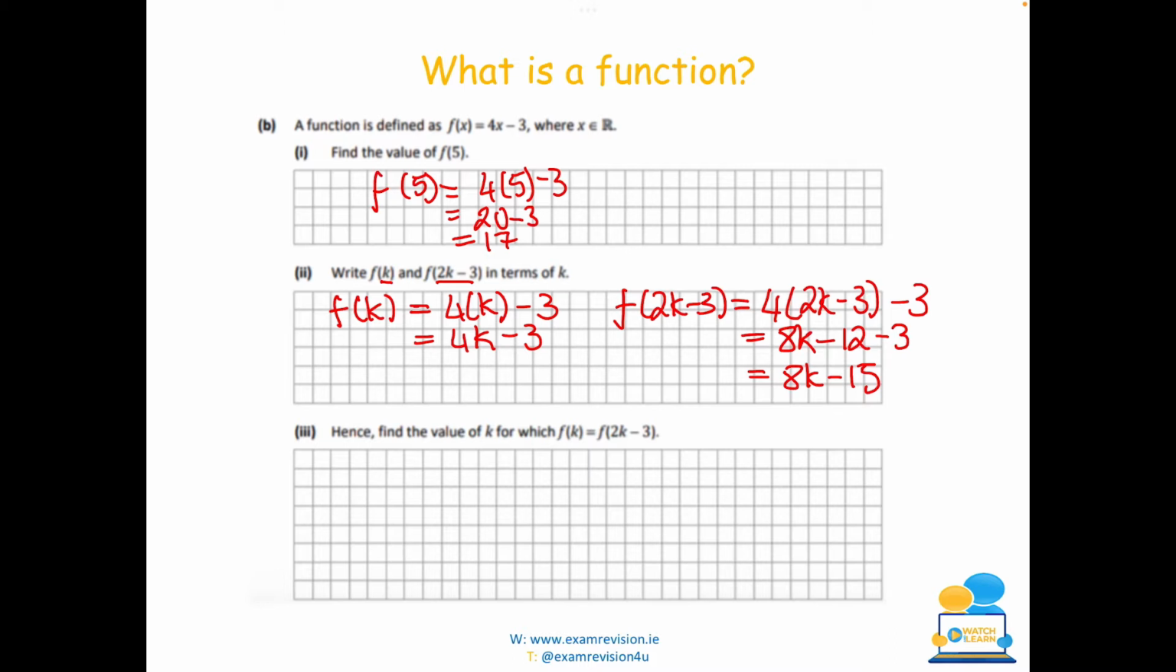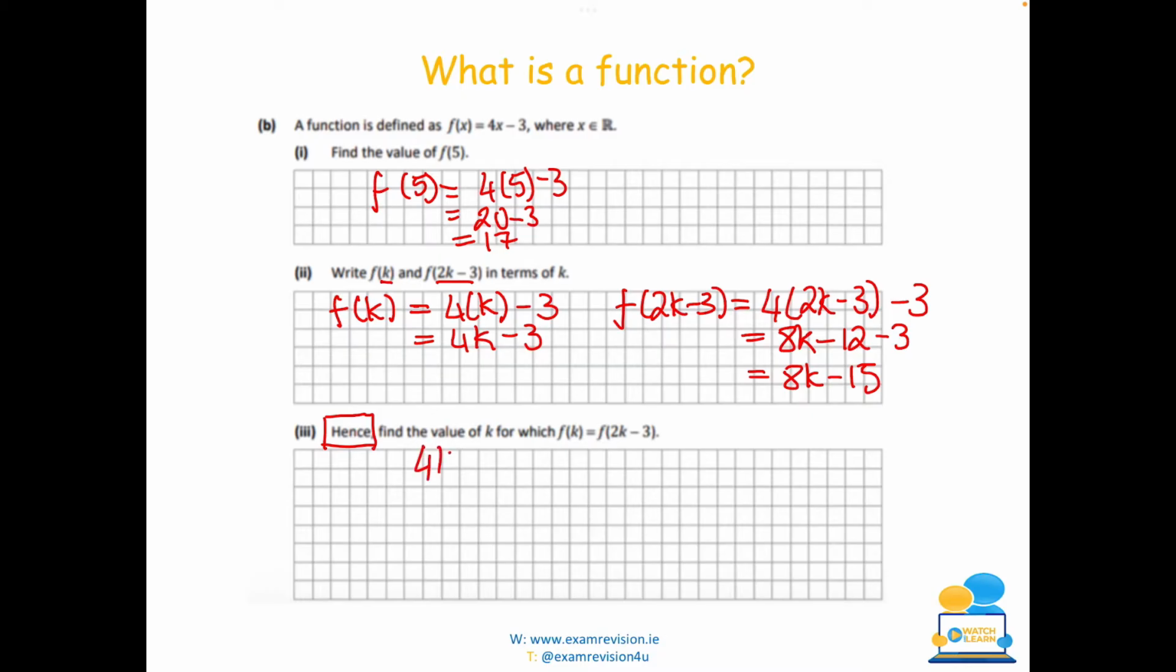Our final part then, it says, hence find the value of k for which f of k is equal to f of 2k minus 3. If a question says hence, it means use your answers from previous questions. So we looked and we found a value for f of k, and we've looked and found a value for f of 2k minus 3 in the previous question. So now what we're going to do is we're going to let these equal each other and solve for k.